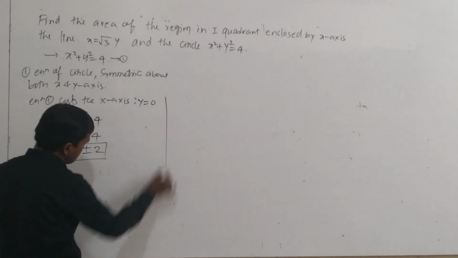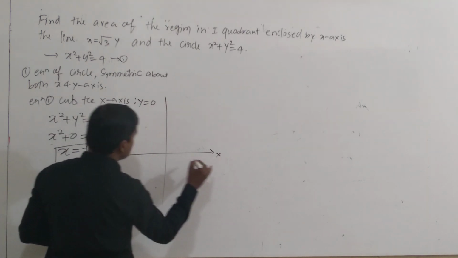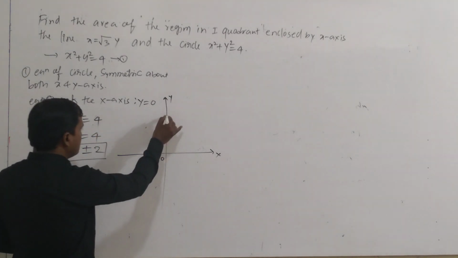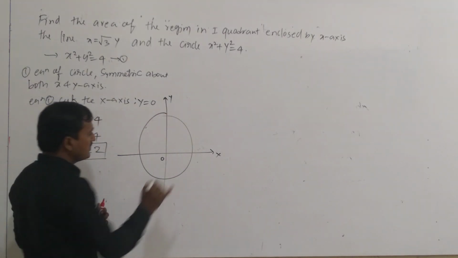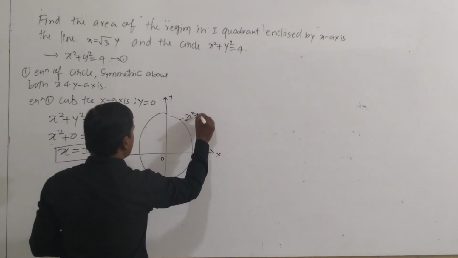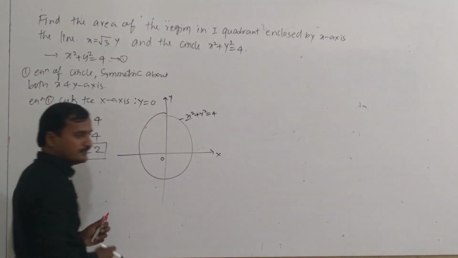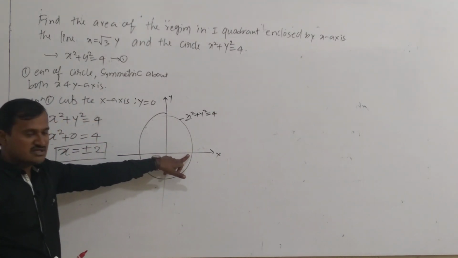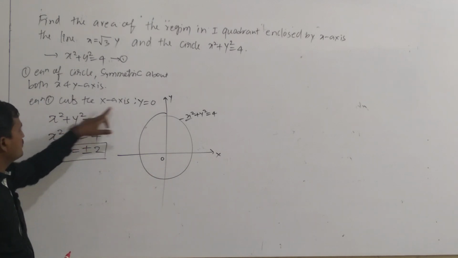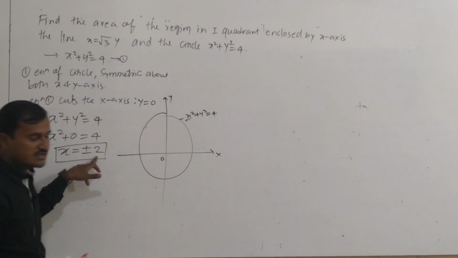Now I will draw the circle like this. Here it is x, here it is y, here it is the origin. Actually this is the circle. What is the circle? This is x square plus y square is equal to 4. It cuts the x axis means the y coordinate is 0. After substituting y equal to 0, here we got x equal to 2.